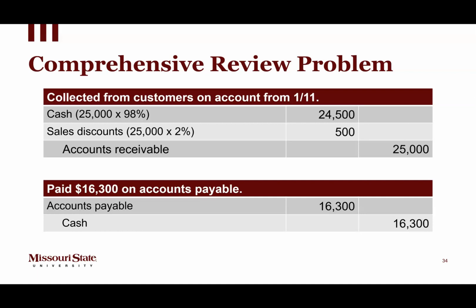Then we paid $16,300 on accounts payable. So this just means we've made a payment on that. We used cash. It says paid here. When you see the words paid, it means cash. Okay, so we're going to debit our accounts payable to reduce it by $16,300.